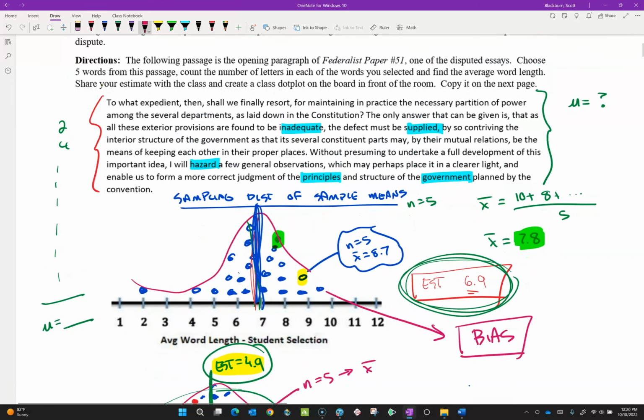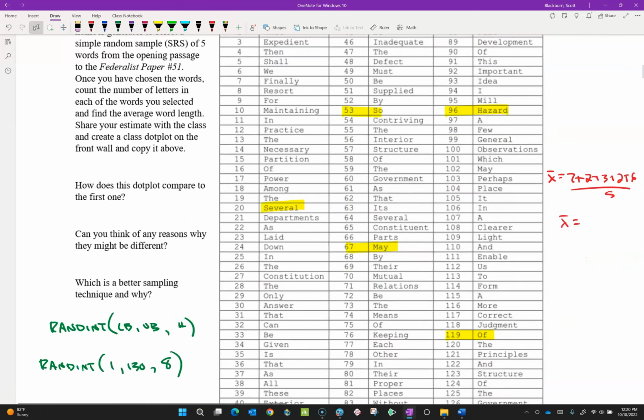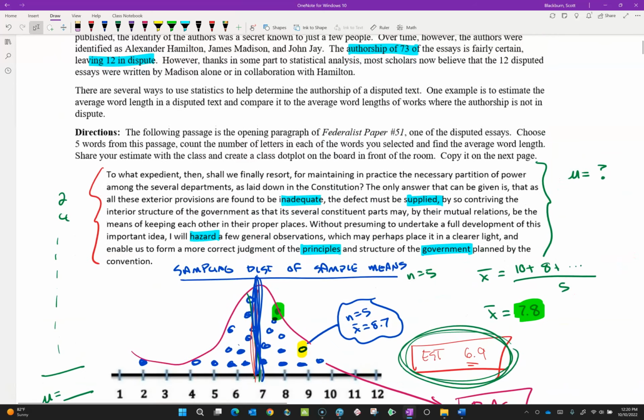And the reason why, and you could probably surmise it, is that when people are looking at my words down here, I got so, may, and of. People are not really drawn to words like of, so, and may. They're drawn to more interesting words and usually bigger words. In fact, some people might actually pick the biggest words in the document.